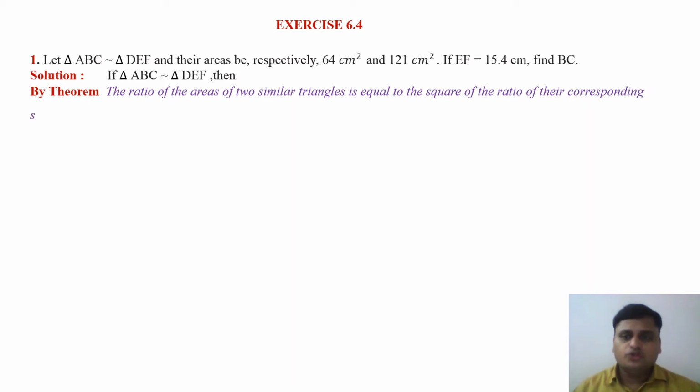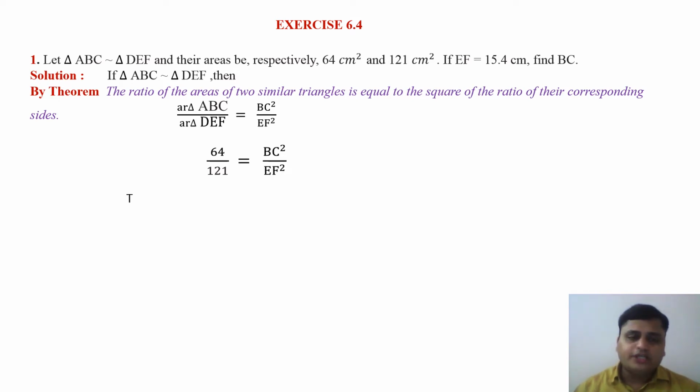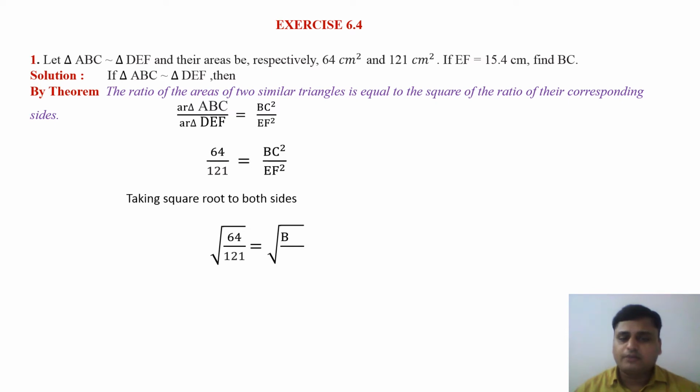Okay, so we will use that concept here, that is area of triangle ABC upon area of triangle DEF is equal to BC square by EF square. Now put those values, 64 by 121 is equal to BC square by EF square. Now we will take the square root on both sides. So the square root of 64 and the square root of 121 will be 8 by 11, and the square root of BC square will become BC, and the EF value is given as 15.4.